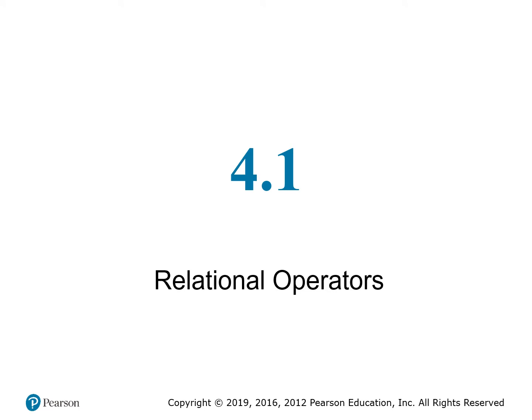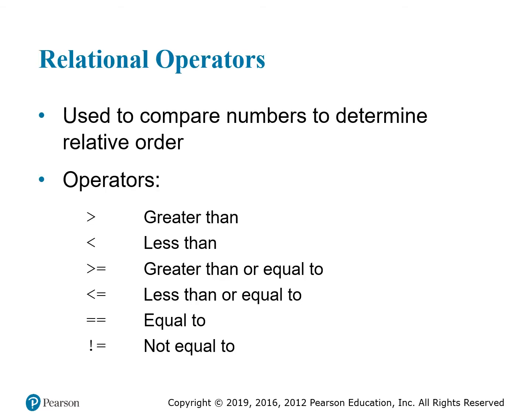Okay, in order to make a decision, we have to be able to evaluate a truth value. Is something true or is it false? And the most common kind of truth values that we arrive at in programming are comparison truth values. Is A greater than B or less than B? Is A equal to B or not equal to B?